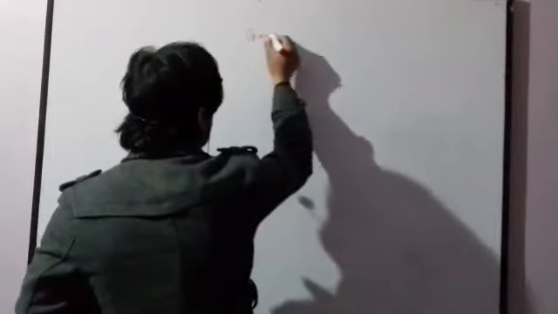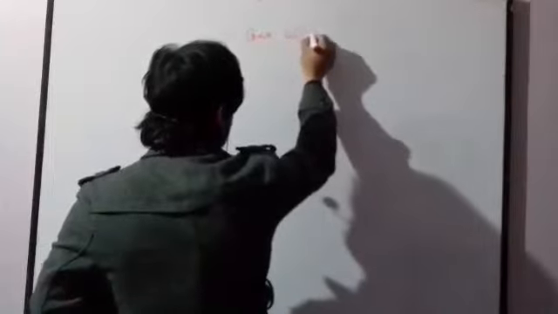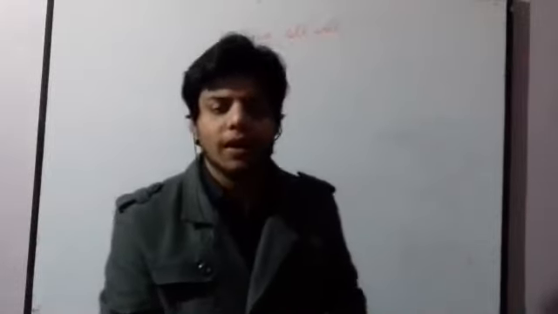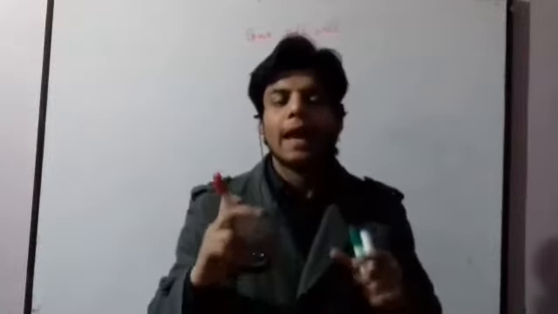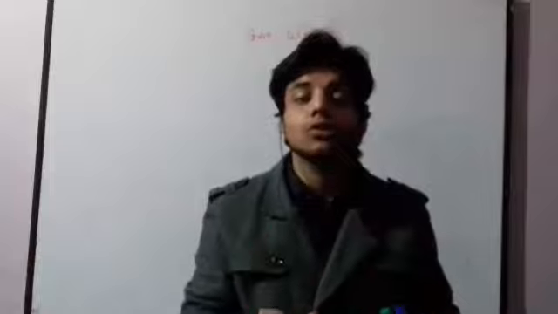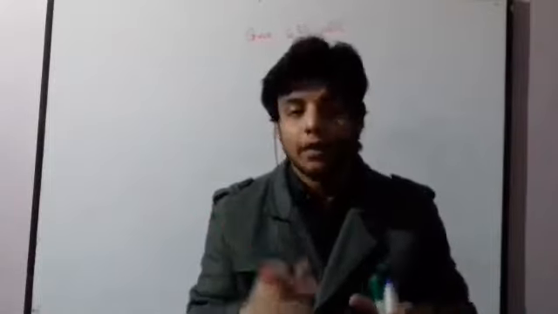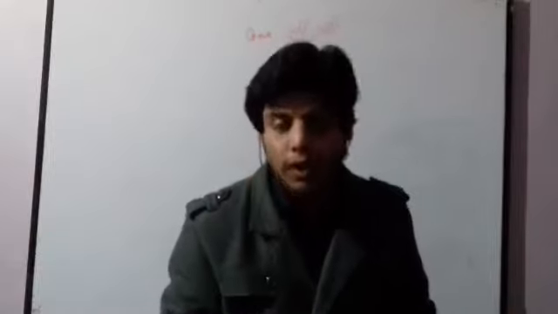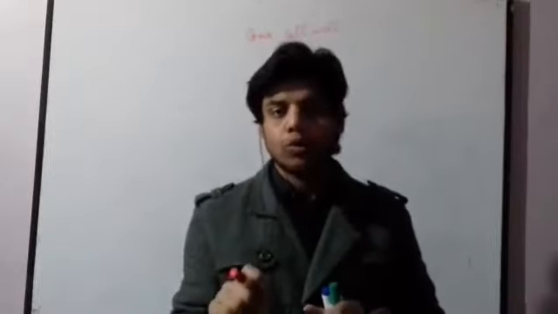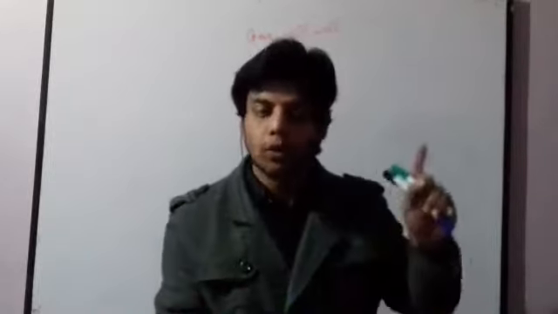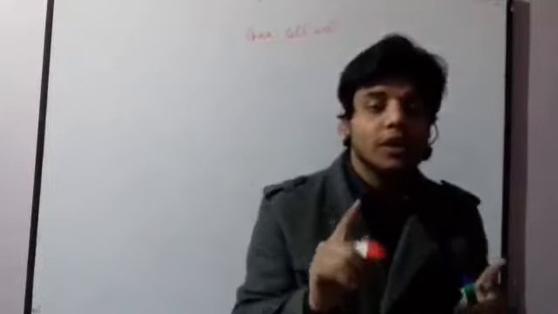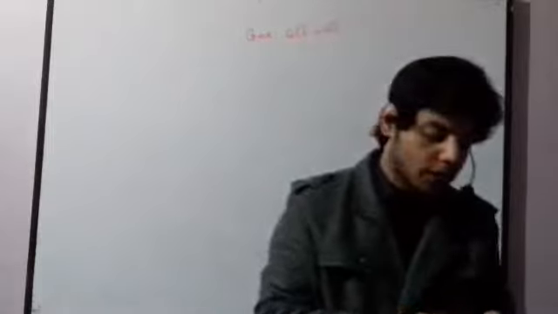Gram-positive cell wall is thick, and it contains 70 to 100 layers of peptidoglycan. If you don't know about the peptidoglycan, go back to my channel and watch the video about peptidoglycan structure and synthesis. So it contains 70 to 100 layers of peptidoglycan.